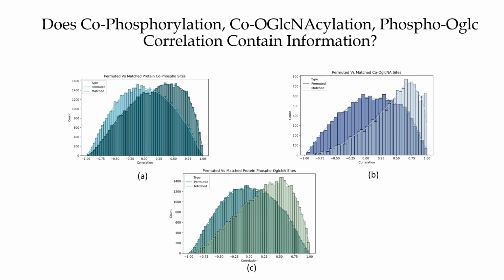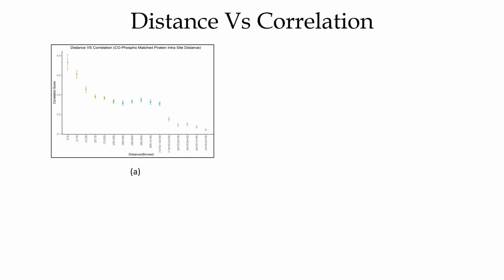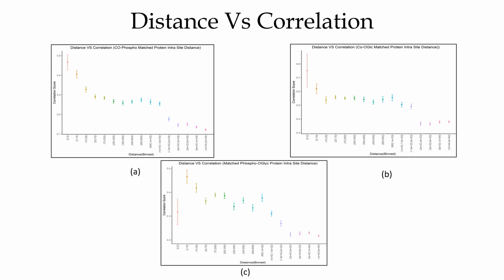We also looked into whether the proximity of sites on the same protein affects the correlation of post-translational modifications. The figure shows that as the distance between the sites increases, the correlation coefficient decreases in all three cases, with an exception. You can see in figure C that where the distance between two residues is less than 2, the correlation of phosphorylation and O-GlcNAcylation is lower.